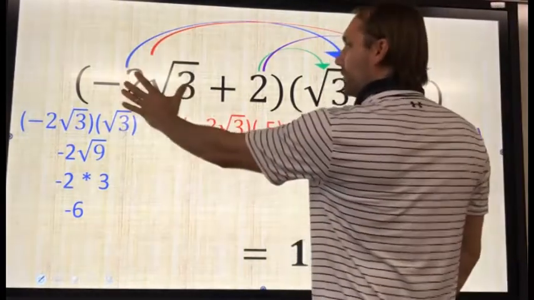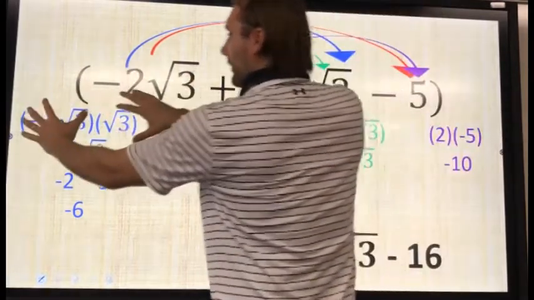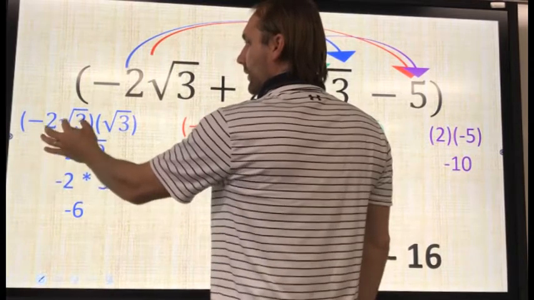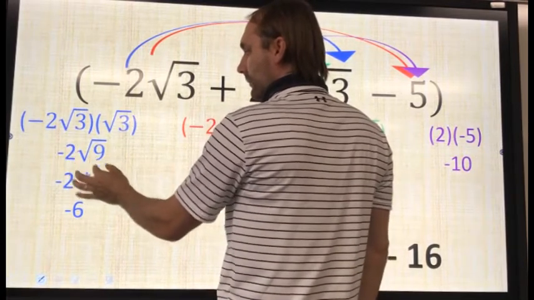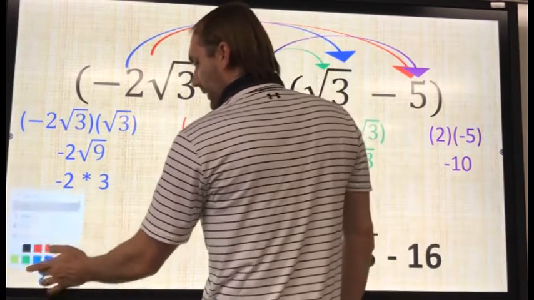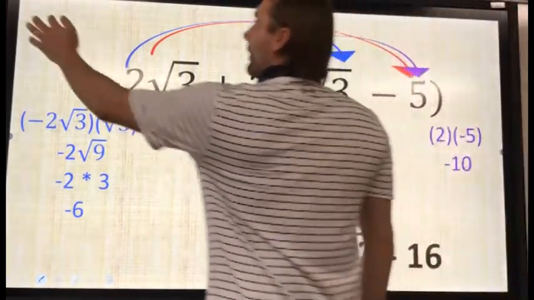So negative 2 square root of 3, multiply that to the square root of 3. Right here. So negative 2 times 1 is negative 2. Square root of 3 times 3 is 9. But what's the square root of 9? Square root of 9, 3. It's 3. Yeah. Negative 2 times 3 is negative 6. You should have seen that property in algebra 2.